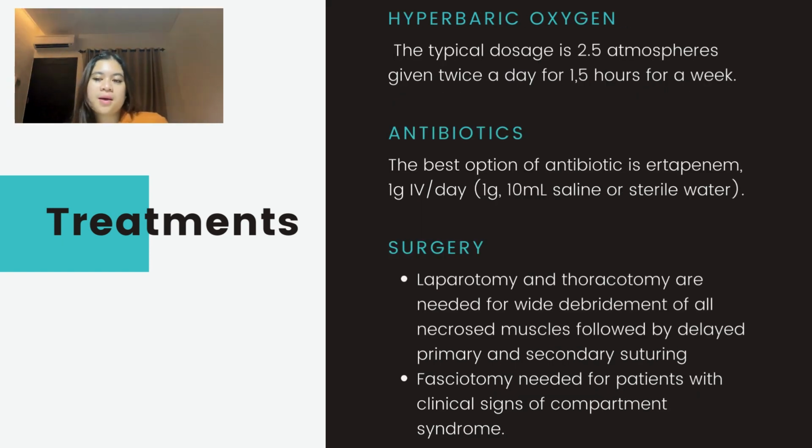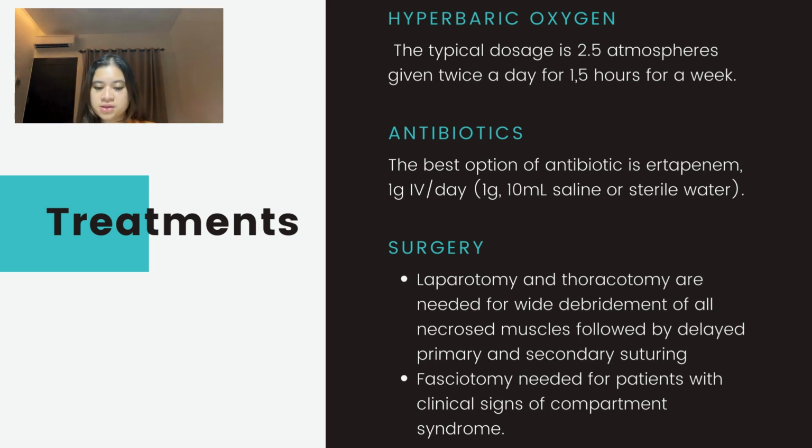The fourth one is hyperbaric oxygen. The typical dosage is 2.5 atmospheres, given twice a day for 1.5 hours for a week. To control the infection, non-nephrotoxic antibiotics may be needed. The best option is ertapenem, a gram IV per day. The other options are cefazolin, clindamycin, and moxifloxacin.